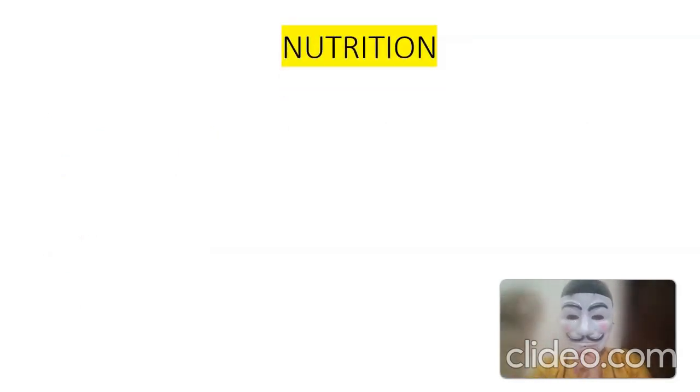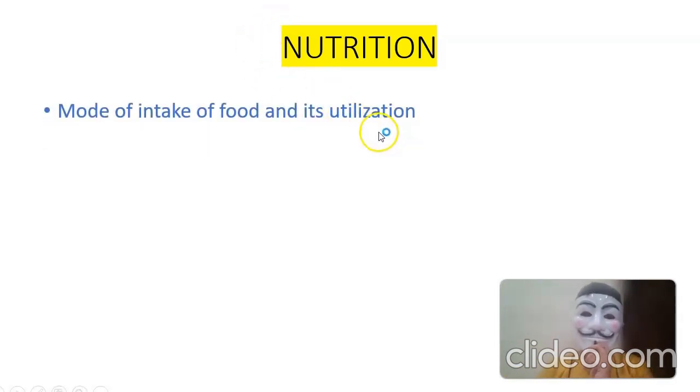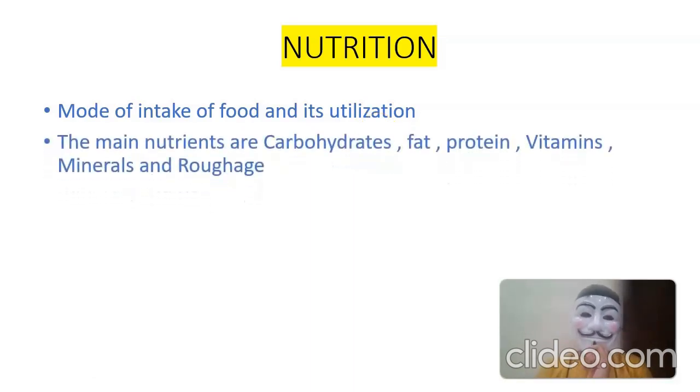Nutrition. This isn't our last topic. We will study ahead also. So nutrition, we are studying this from class 3 only. You must be knowing, it is the intake of food in our body and its utilization. For example, we eat food and then we grow, then it is known as nutrition. See, mode of intake of food and its utilization is known as nutrition. Okay? Understand? Okay, let's go ahead. The main nutrients are carbohydrates, fats, protein, vitamins, minerals, and roughage.